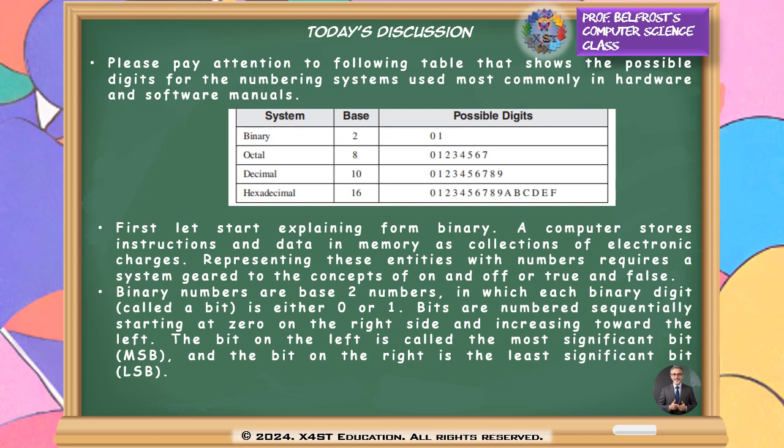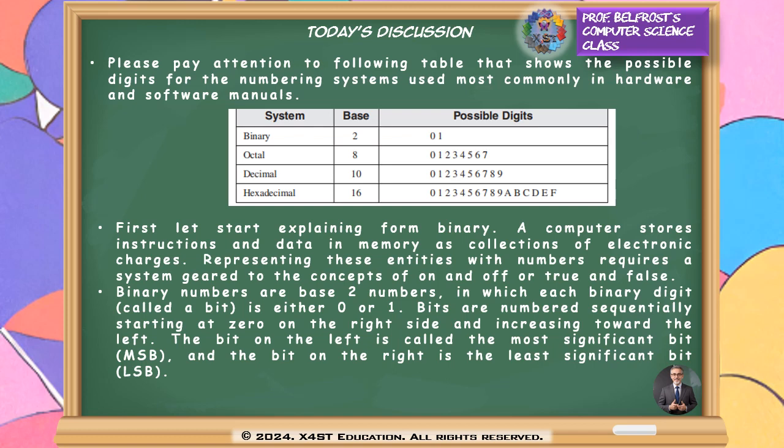Okay. So first, let's start explaining from binary. A computer stores instructions and data in memory as a collection of electronic charges. Representing these entities with numbers requires a system geared to the concept of on and off, or true and false. So binary numbers are base 2 numbers, in which each binary digit is called a bit. This is an abbreviation of binary digit. A bit is either 0 or 1.